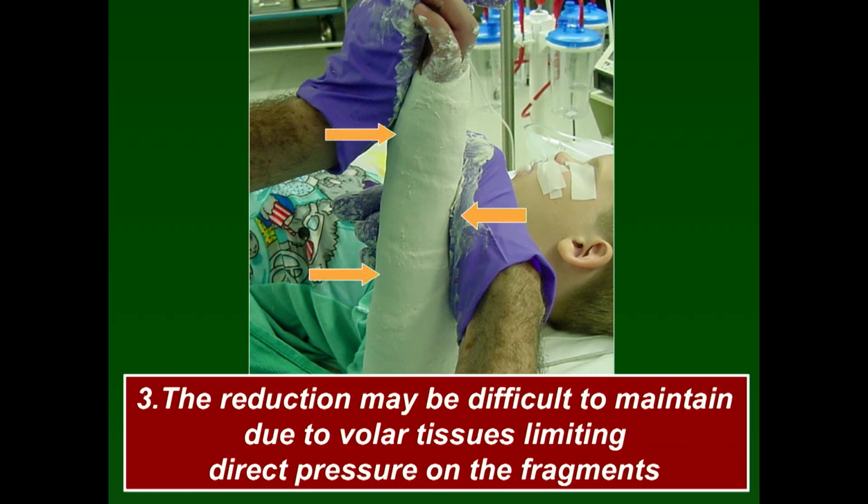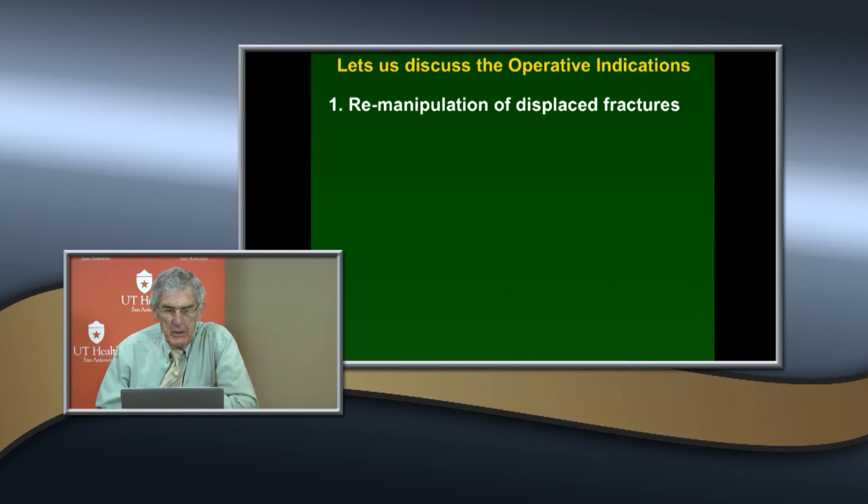And so this may be difficult to maintain due to the volar tissues. And so those I have a tendency to stabilize with a pin. So the operative indications, because you like to operate, right?